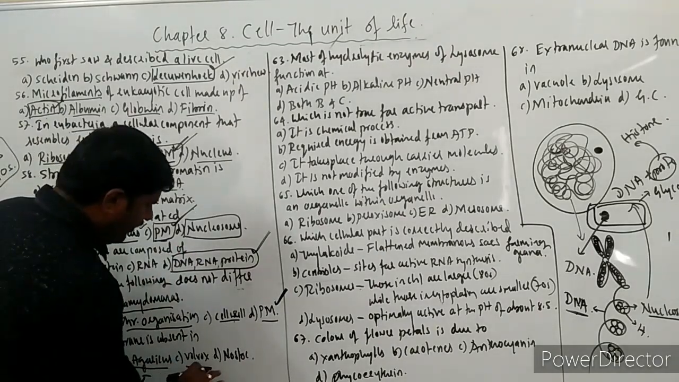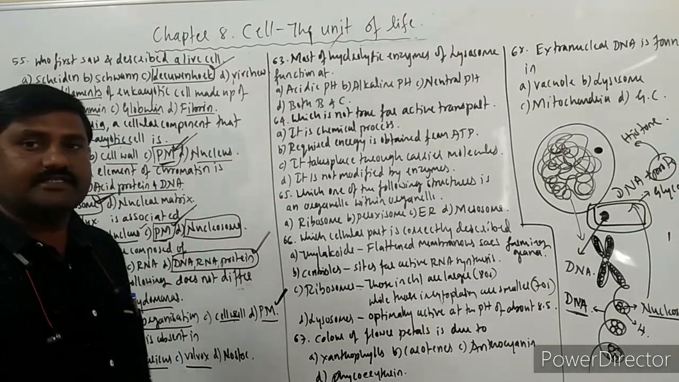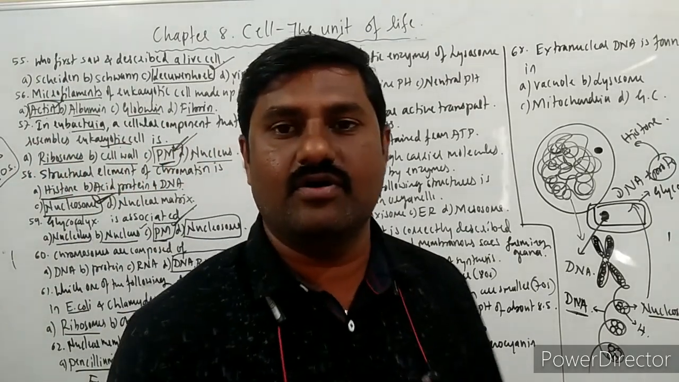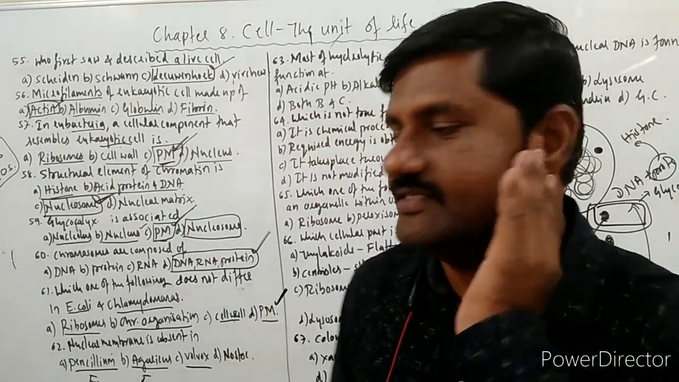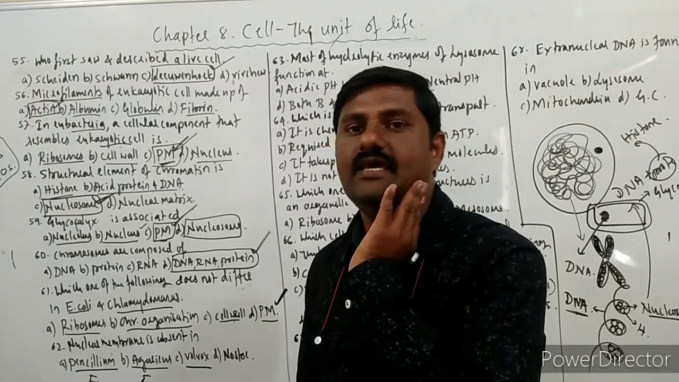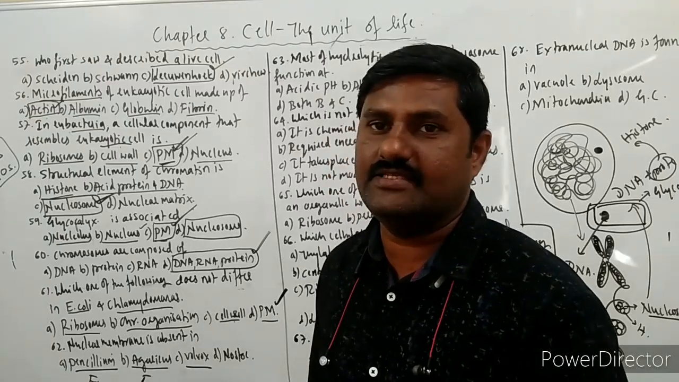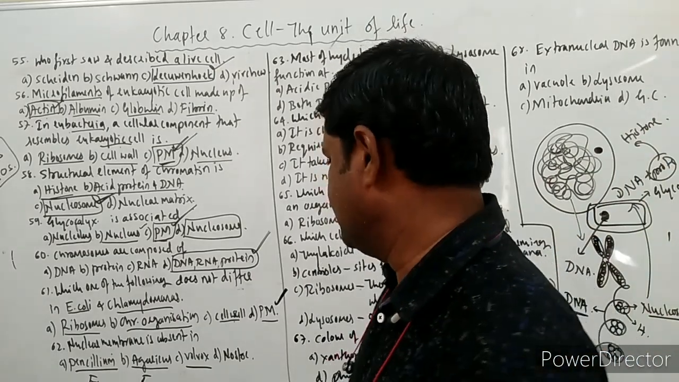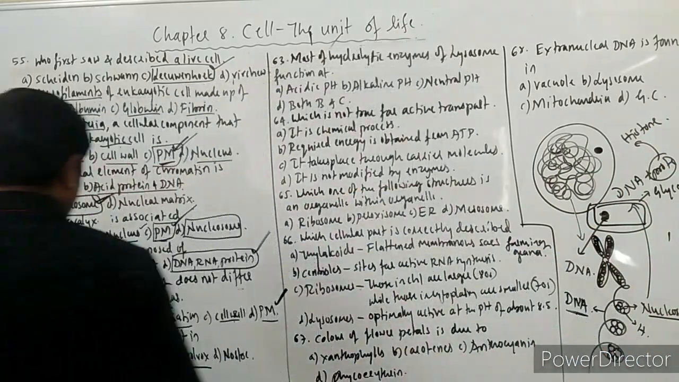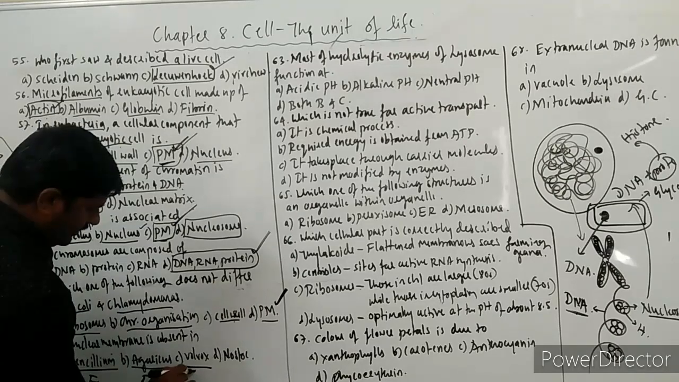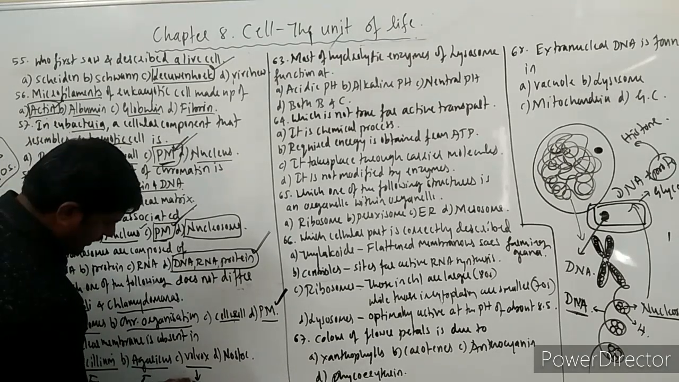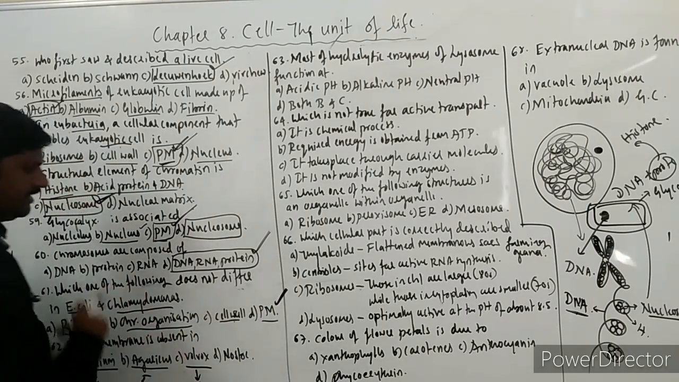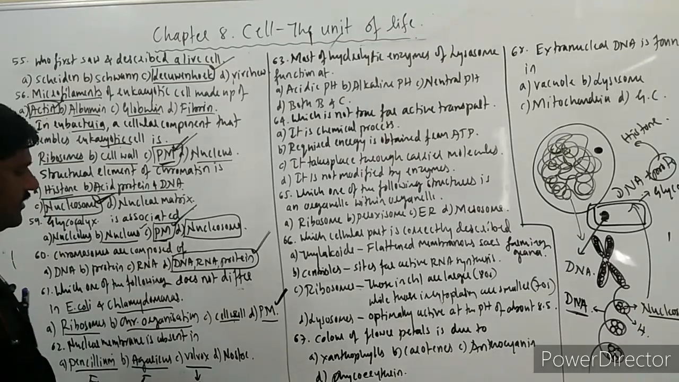And Volvox itself is colonial algae. Since it is colonial algae, and algae are eukaryotic in nature, that's why it is also not confined to prokaryotic cells.